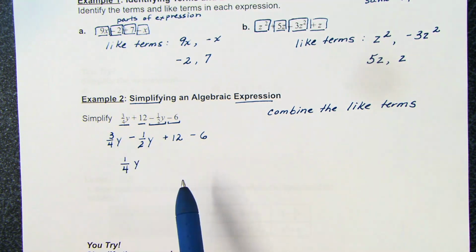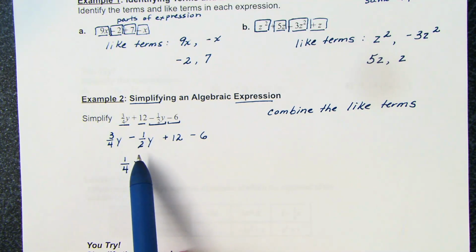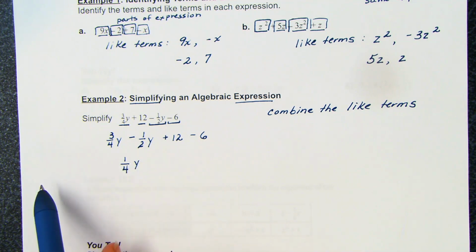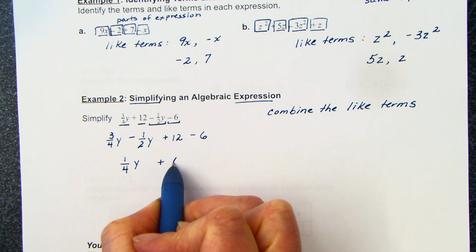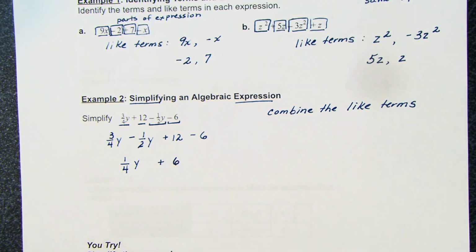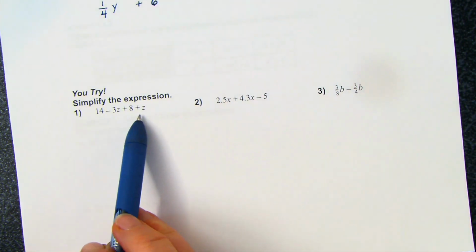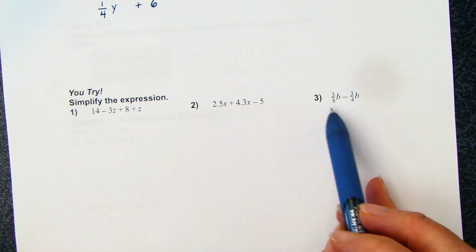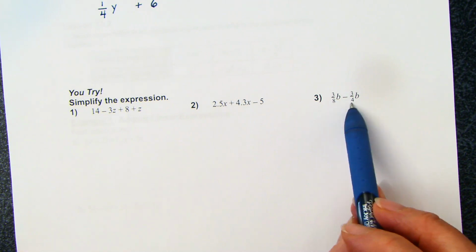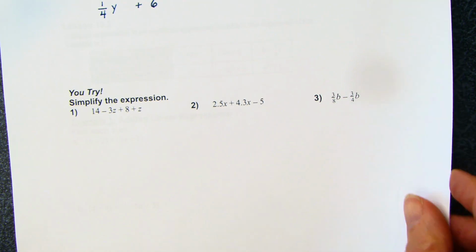I can do that in my head, but if I had a fraction that had a tricky denominator or I needed to work it out on paper, I would just come over and do a little side work, and then I would put the answer underneath. And then plus 12 minus 6 is 6. Okay, let's check out the Try Its. You should be okay with that. And you should be okay with that. It's got a decimal, but it's not tricky. And then here, just remember to find a common denominator before you try to combine the 3/8 b and the negative 3/4 b.